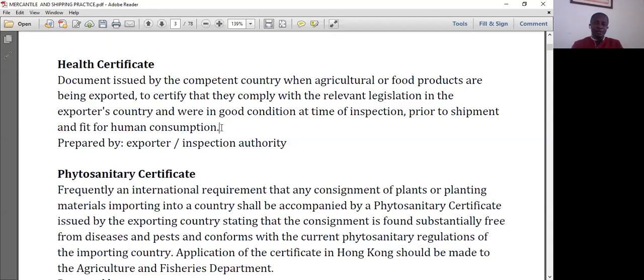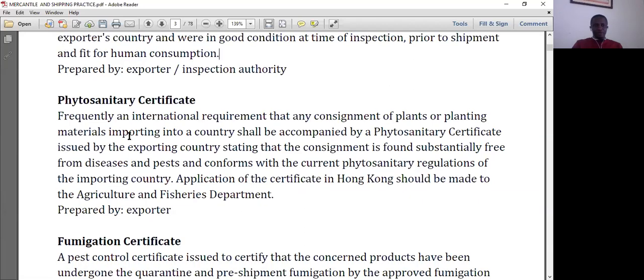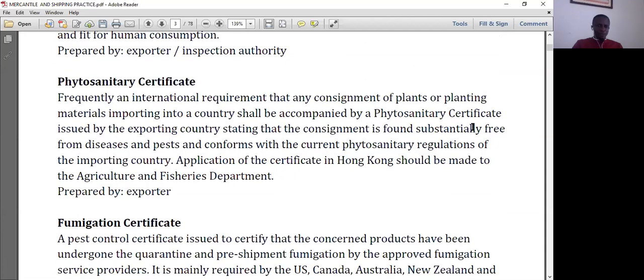But for agricultural products, we have what we call KEPHIS. KEPHIS will issue you a certificate to justify that whatever food or agricultural product is being brought into the country or going out of the country has met the standard required for importation or exportation. Okay. Then we have the phytosanitary certificate. Now, this is a frequent international requirement that many consignments of plants or planting material imported into a country shall be accompanied by a phytosanitary certificate.